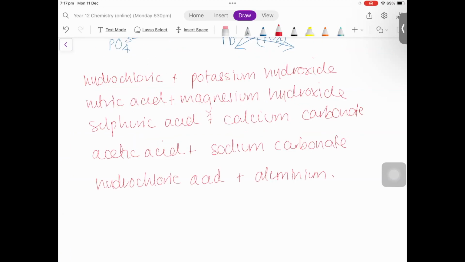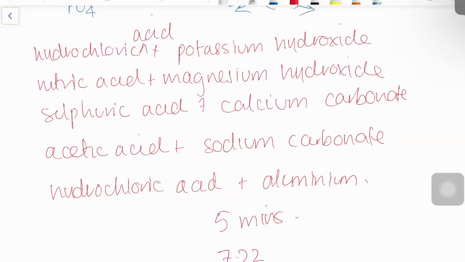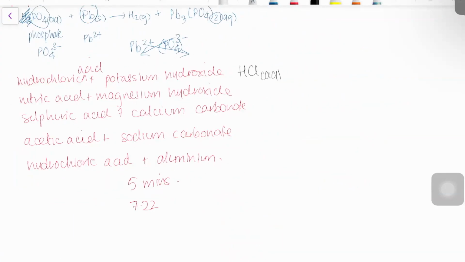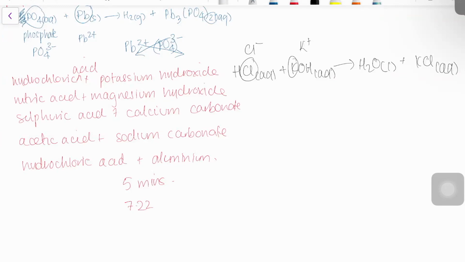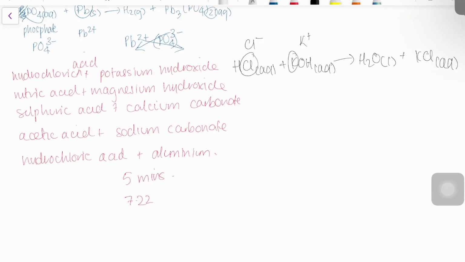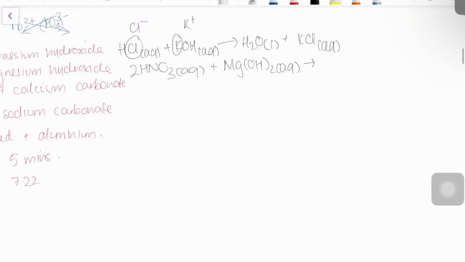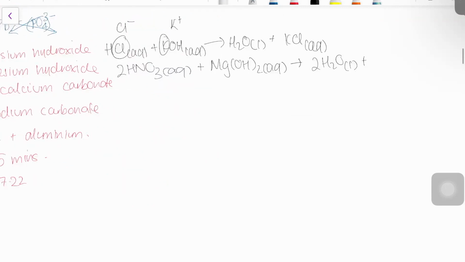Five examples, five minutes. Hydrochloric acid plus potassium hydroxide: HCl aqueous plus KOH aqueous gives you H2O liquid and KCl. Nitric acid and magnesium hydroxide: 2HNO3 aqueous plus Mg(OH)2 aqueous equals water, liquid, and Mg(NO3)2 aqueous.